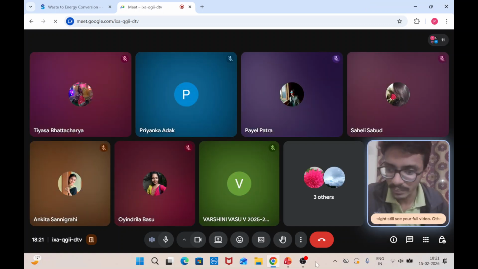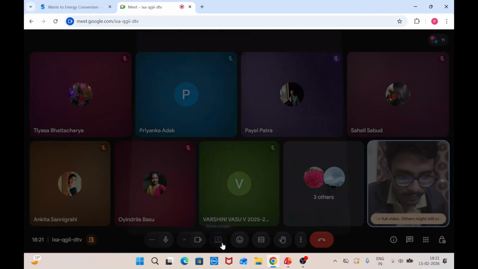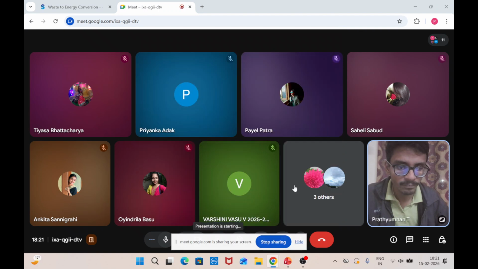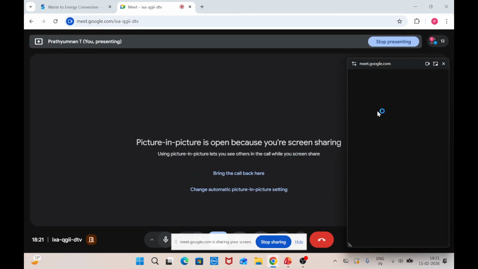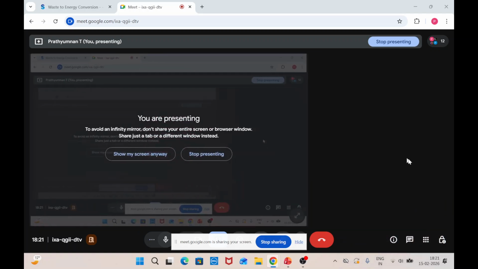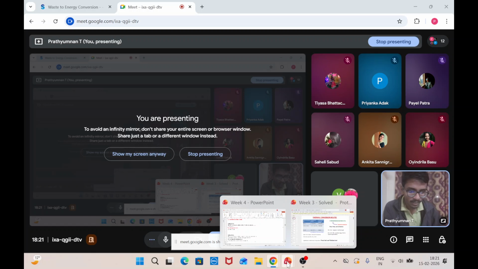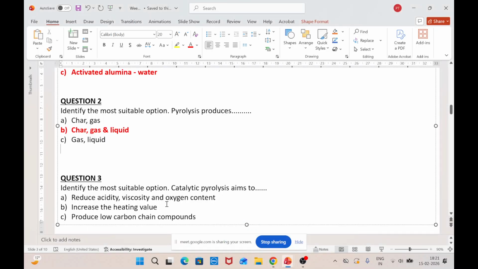Yeah. Sorry. So sorry, there was a network issue. I lost my network connection. So, yeah, here we were. So, question 3, identify the most suitable option. Catalytic pyrolysis aims to reduce acidity, viscosity, and oxygen content, increase the heating value, and produce low carbon chain compounds.